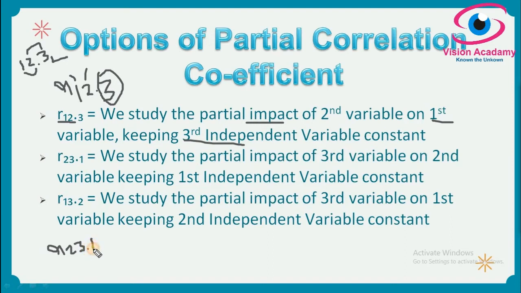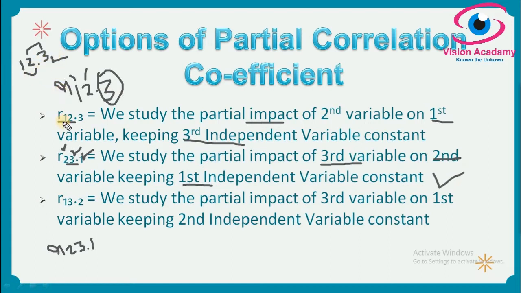So I will keep 1 outside of the study here, because in the case of R23.1 we study the partial impact of the third variable on the second variable. So here, the second variable is dependent and one more is independent, keeping the first independent variable constant. So this is the second option.